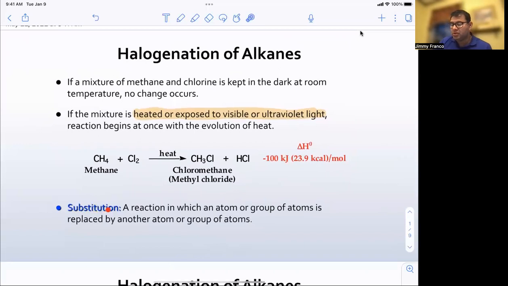Substitution is a reaction where we substitute one group for another group of atoms. It can be a single atom or it can be a group of atoms. In this case, we're going to substitute a chlorine for one of the hydrogens in that methane. And so that's why we see it as CH3Cl.